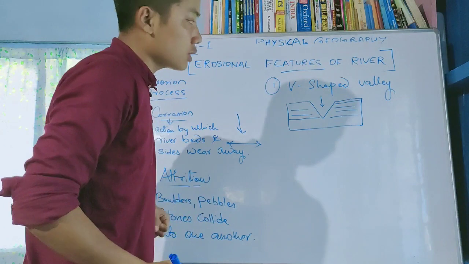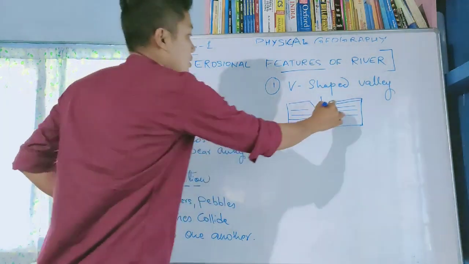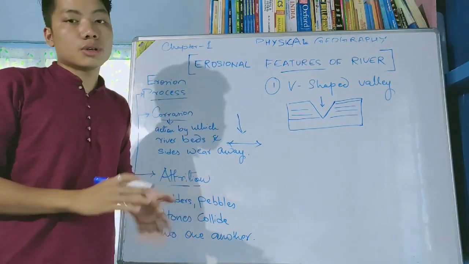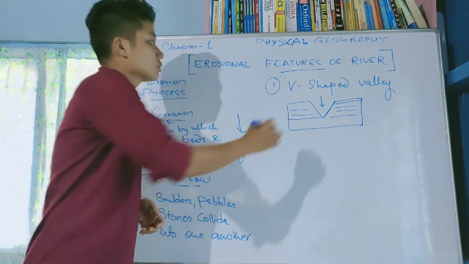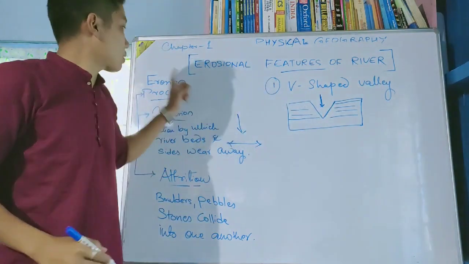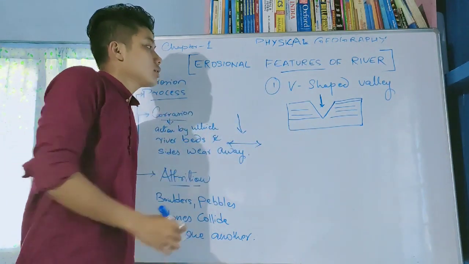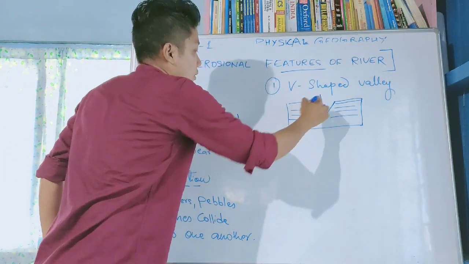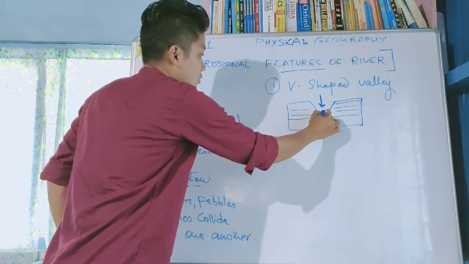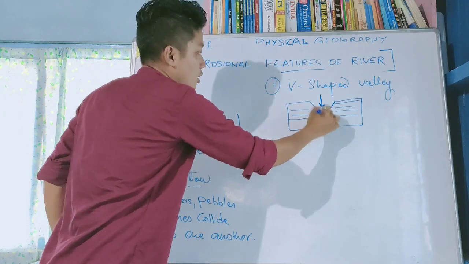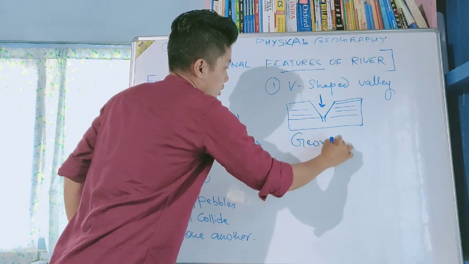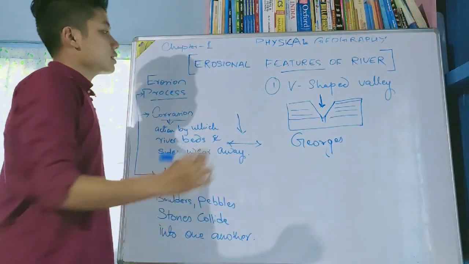Number one is V-shaped valley. Generally, we can see V-shaped valleys basically in mountainous areas. A V-shaped valley is mainly carved out by the process of downward erosion. Next is gorges. A gorge is nothing but a V-shaped valley that is extended further downwards, and then it forms a gorge.